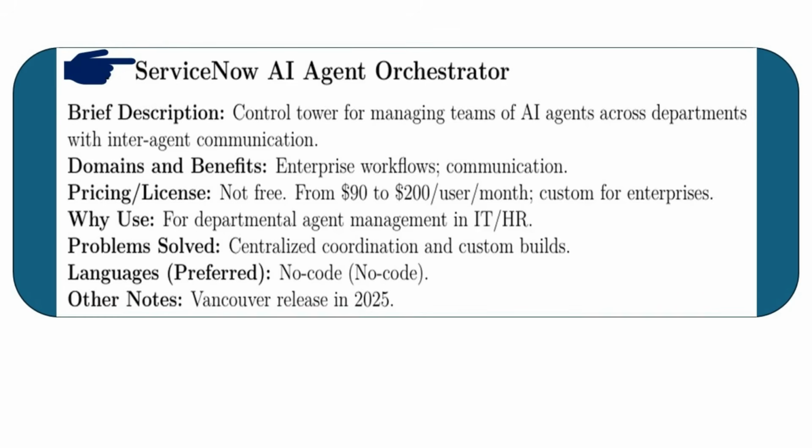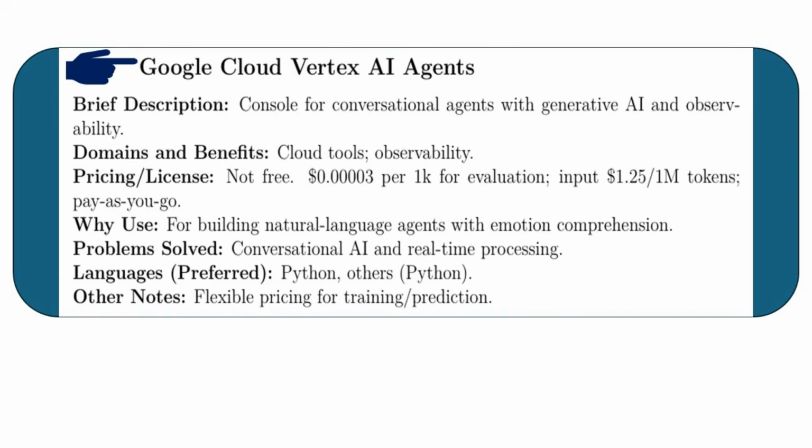ServiceNow AI Agent Orchestrator, control tower for managing teams of AI agents across departments with inter-agent communication. Enterprise workflow, the domain area, benefited with communications. It is not free, from $90 to $200 per user per month. Custom for enterprise. Why to use is for the departmental agent management in IT and HR. Generally, the problem area solved is centralized coordination and custom building. This is no code. Vancouver release in 2025.